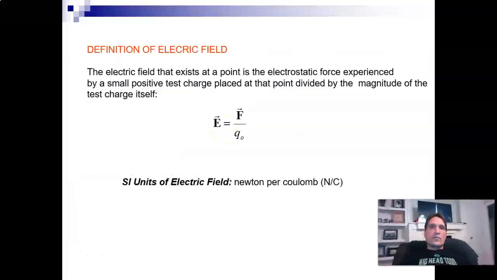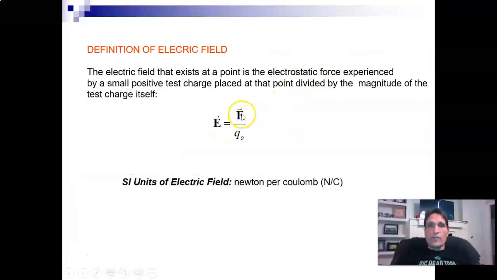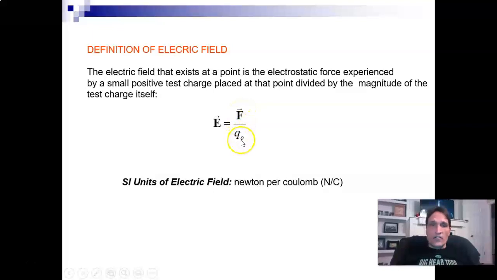So let's do this here. And since F is the force acting on this charge, and Q0 is the charge itself, the electric field has units of newtons per coulomb. And so what this means is it answers the question, how many newtons of force are exerted on each 1 coulomb of test charge placed at a given location in the electric field.